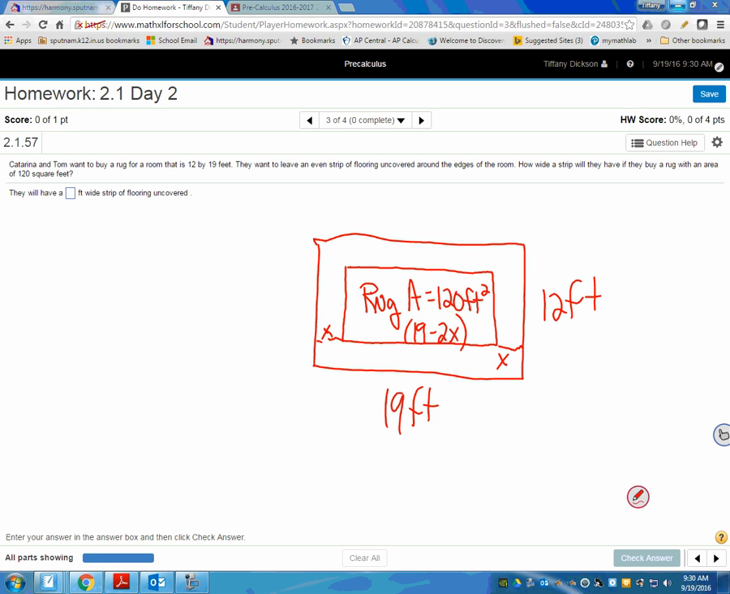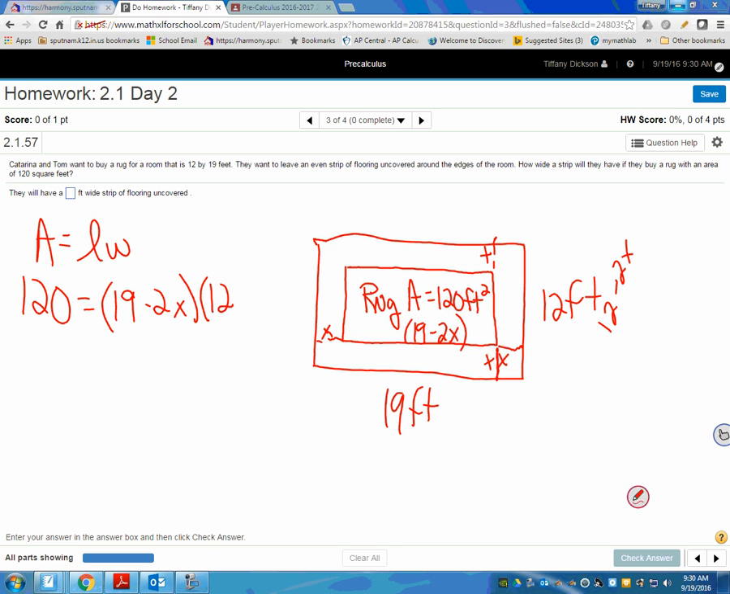If this is X, and this is X. And I could do the same thing this way. If this was 12 feet, this is also X, right? Because it's the equal length. So this is X, and this is X. So if this was 12 feet, then this section of my rug would be 12 minus 2X. The area of the rug I know is length times width. I know the area is 120, and my dimensions are 19 minus 2X and 12 minus 2X.